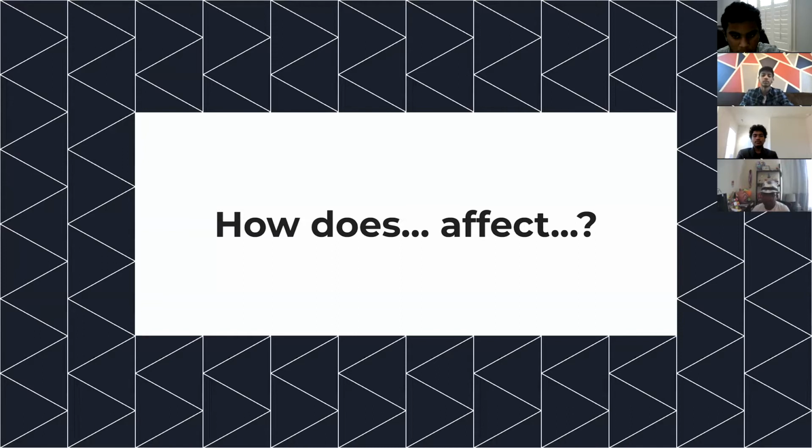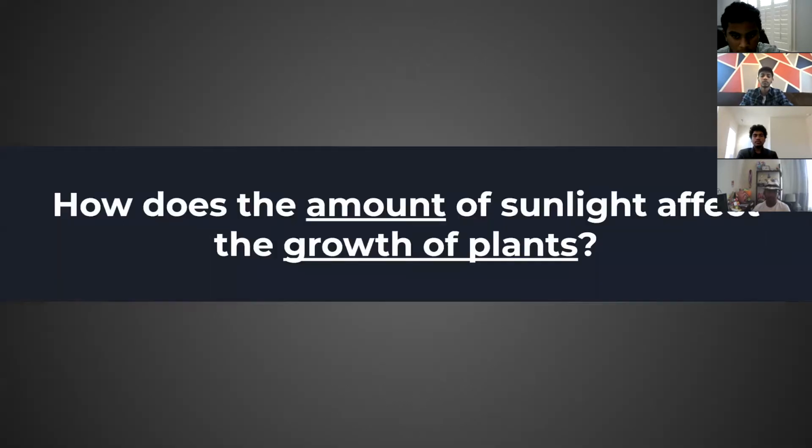You'd want to see the effects of sunlight on plants, so the question would be, how does the amount of sunlight affect the growth of plants? Notice that the aspects of the question, the amount of sunlight and the growth of plants, is being measured. Creating a question with these kinds of specific attributes is essential to be able to proceed with identifying the variables later on. Pratham will now proceed with the next step, creating a hypothesis.